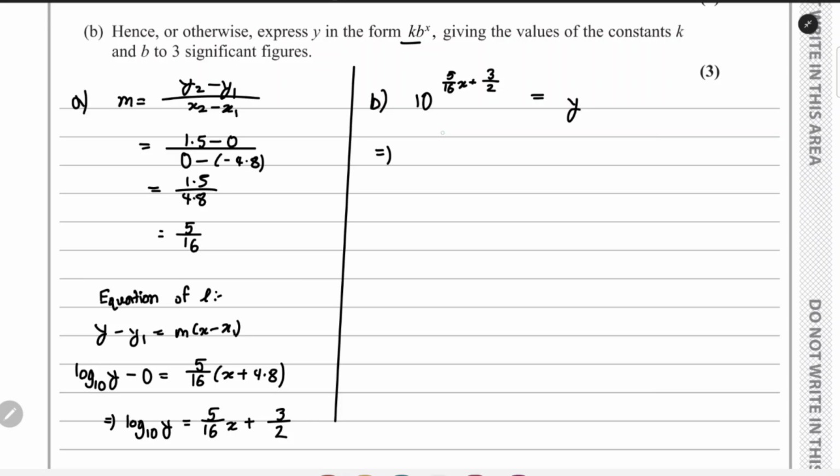Now if I break down the addition over here, I'll have 10 to the power 5 by 16 x multiplied by 10 to the power 3 by 2. We are using the law of indices over here. We are using the fact that 10 to the power a plus b is equal to 10 to the power a times 10 to the power b.